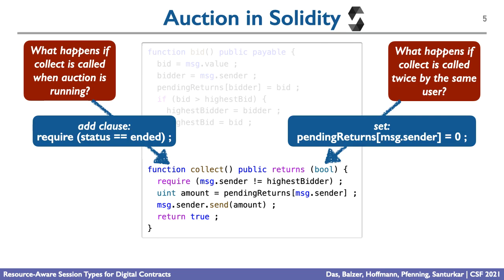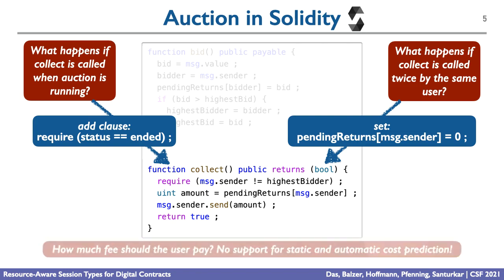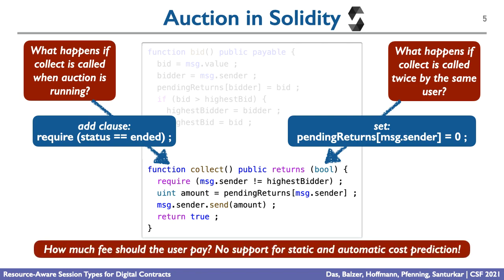And finally, even if the program is correct, and if the user wants to issue this transaction, they will have to pay a fee to cover the execution cost. How much fee should they pay? Again, the language has no support for automatic execution cost prediction, so that the user is aware of the fee that they should submit along with this transaction. So these three challenges are typically what developers face when they are programming smart contracts.